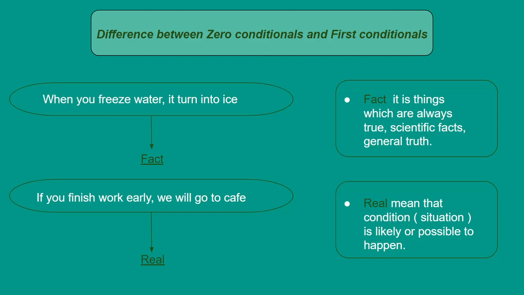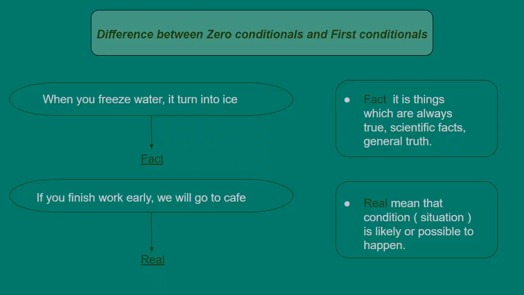Difference between zero conditional and first conditional. When you freeze water, it turns into ice. Fact. So it is things that are always true, scientific facts or maybe general truth. If you finish work early, we'll go to the cafe. It's real, so it means that the condition or situation is likely or possible to happen.